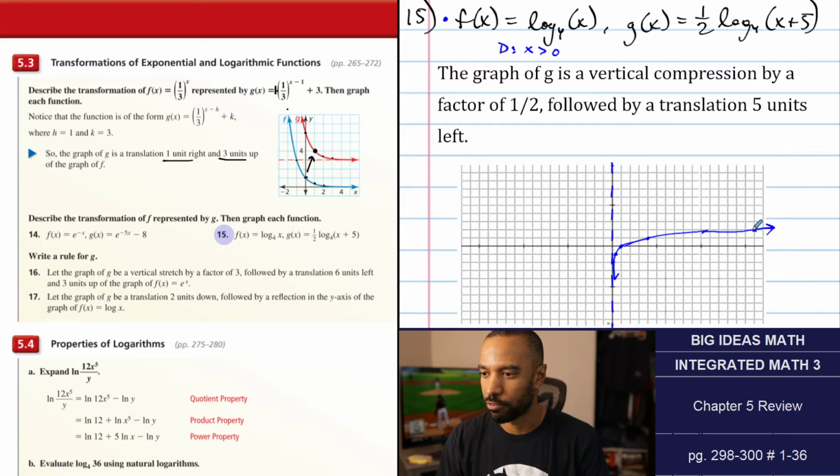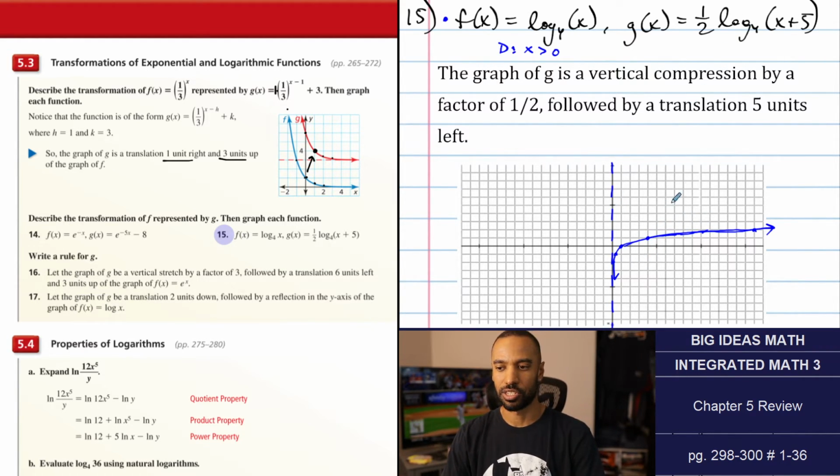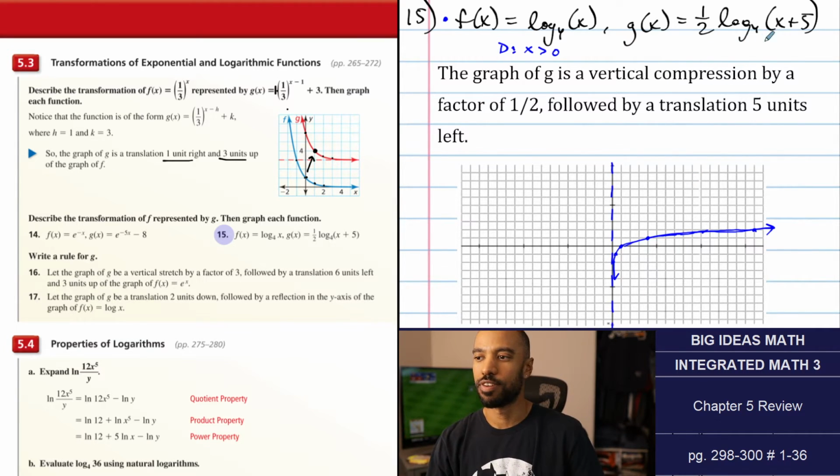All right, there's the parent function. There's my f of x equation. Not a good looking curve from that, but it has an infinite range. The g of x equation takes this and vertically compresses it, and it goes 5 units to the left. Now, why does it go 5 units to the left?